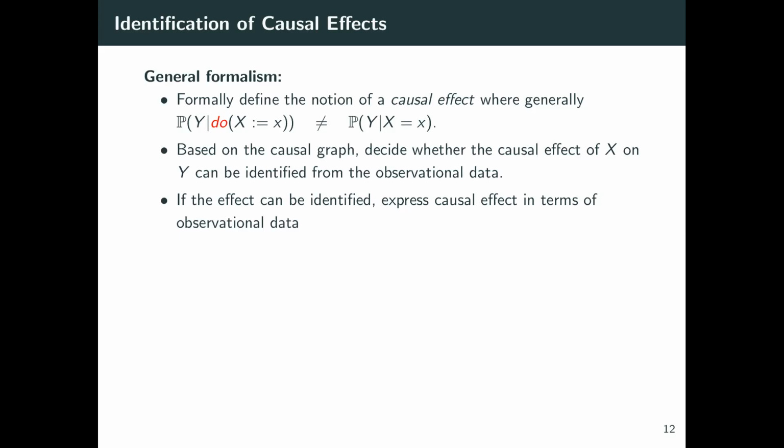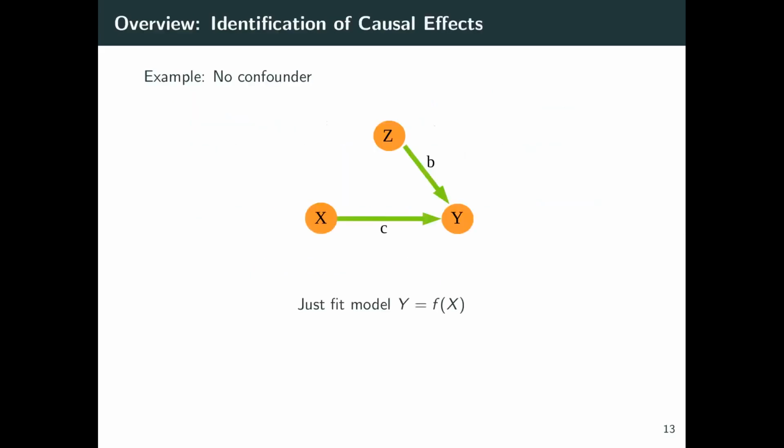So based on the causal graph, the formalism allows us to decide whether the effect, this do quantity here, can be identified from observational data. So whether you can find a formula of the observational data. And if so, then this is an expression that we can use to estimate it. In the following, I will iterate through this idea with some examples.